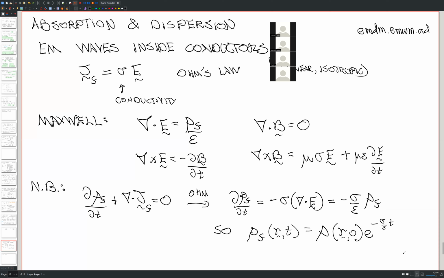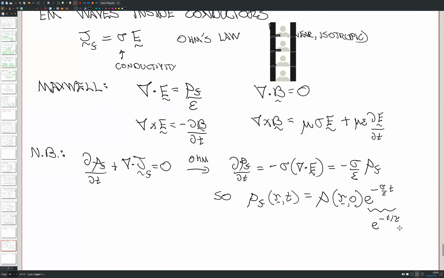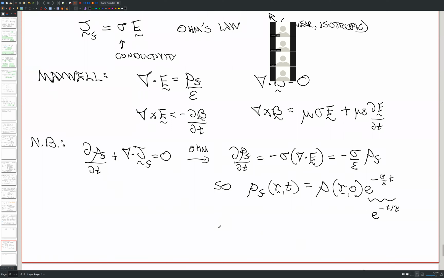So here I can rewrite this as e to the minus t over tau, where tau is just epsilon over sigma, and this thing in metals.